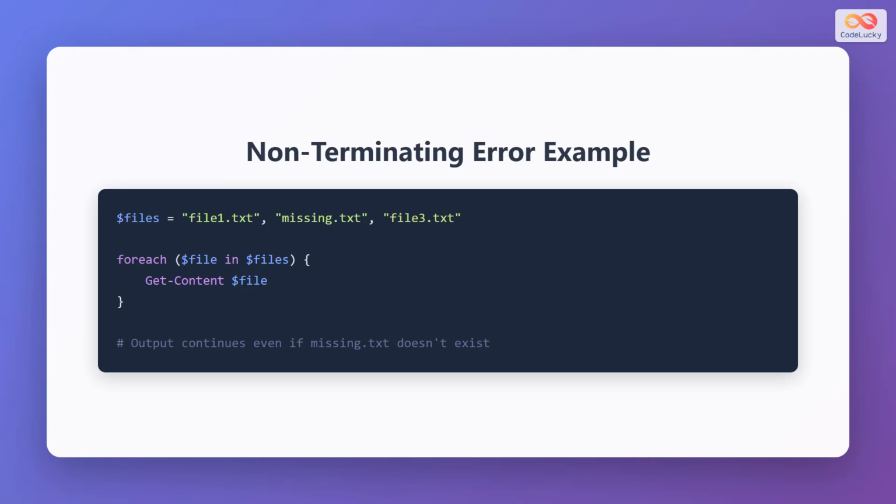Here's a practical example of a non-terminating error in action. We have an array containing 3 file names: file1.txt, missing.txt, and file3.txt. We're using a foreach loop to iterate through each file and retrieve its content using the Get-Content cmdlet. Now here's the key point. Even though missing.txt doesn't exist on the system, PowerShell will display an error message for that file, but will continue processing and successfully retrieve the content from file3.txt. The script doesn't stop. It keeps going through the entire collection.